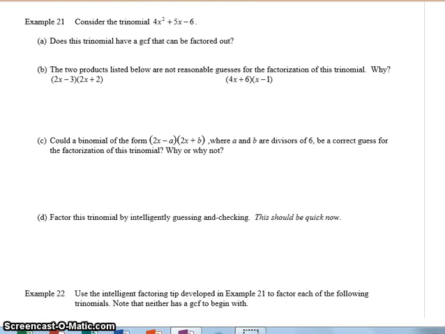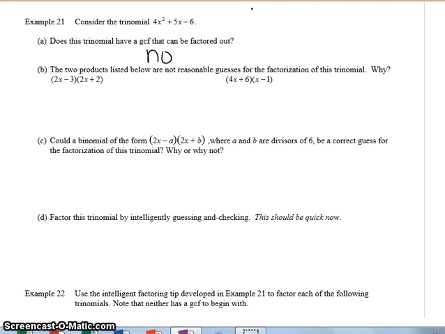Example 21. Consider the trinomial 4x squared plus 5x minus 6. Okay. This says, does the trinomial have a GCF that can be factored out? Answer is no, because 4, 5, and 6 don't have anything in common that can be factored out. You could think that 4 and 6 have a 2, but you can't divide 2 into your 5, so it doesn't work.